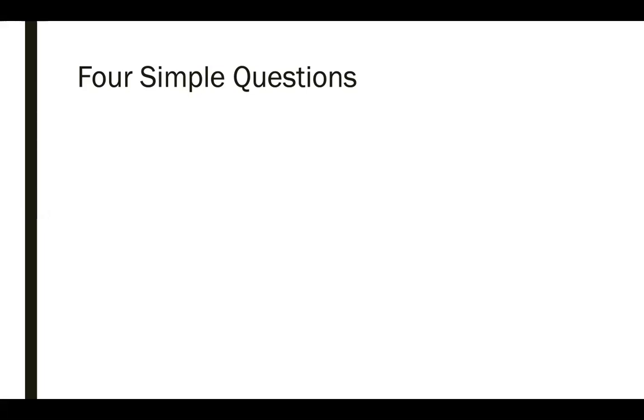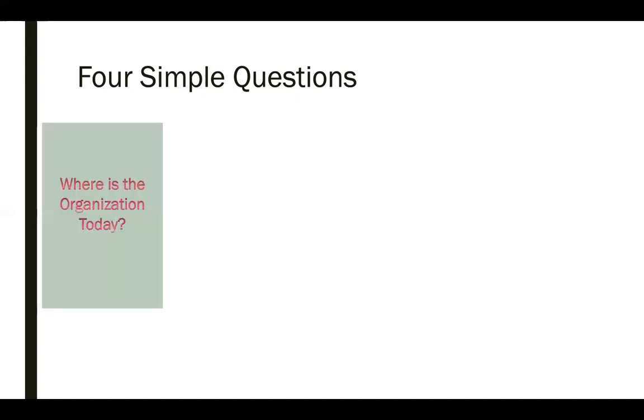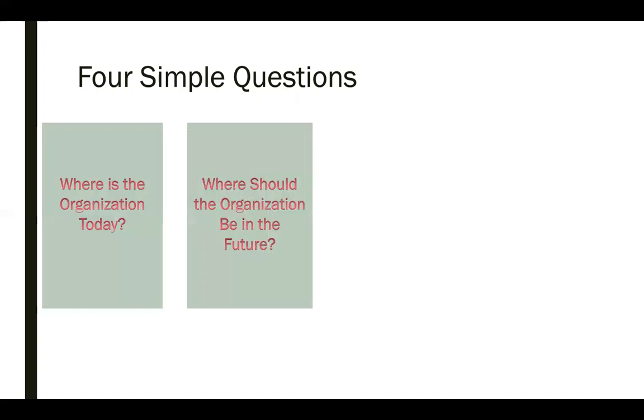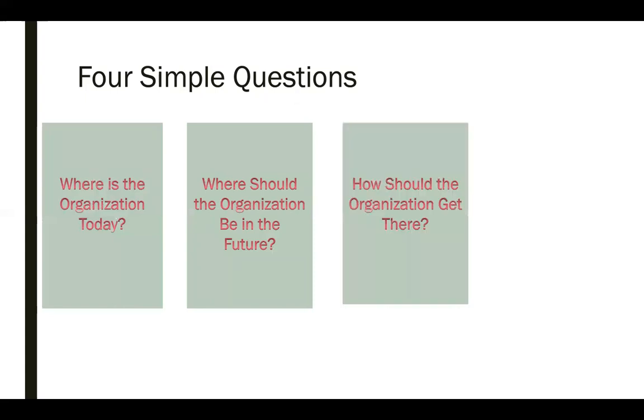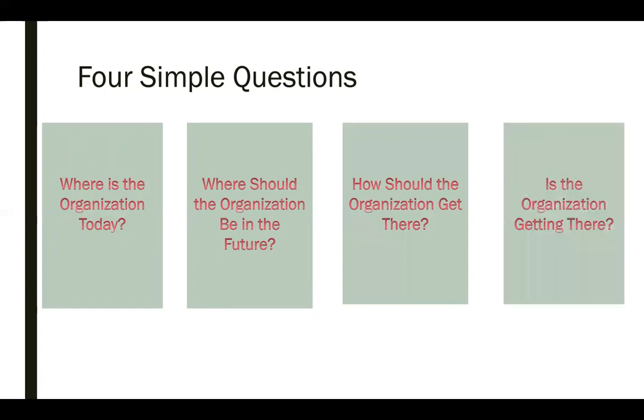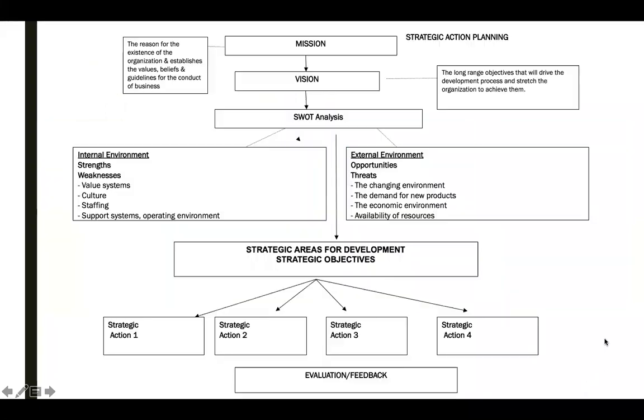Basically, strategic planning must answer 4 questions. Where is the organization today? Our situation today. Where should the organization be in the future? Then, how should the organization get there? Our ways, our strategies. Then, is the organization getting there? This is our review and evaluation. This is simple.